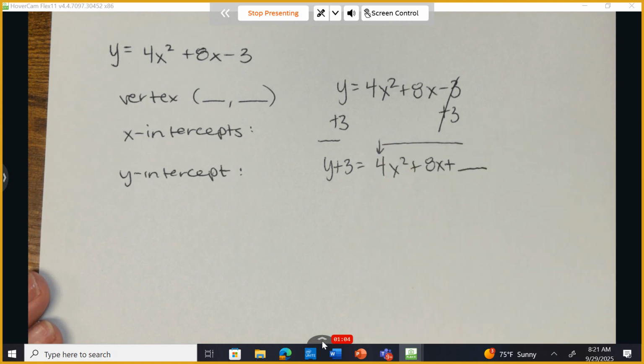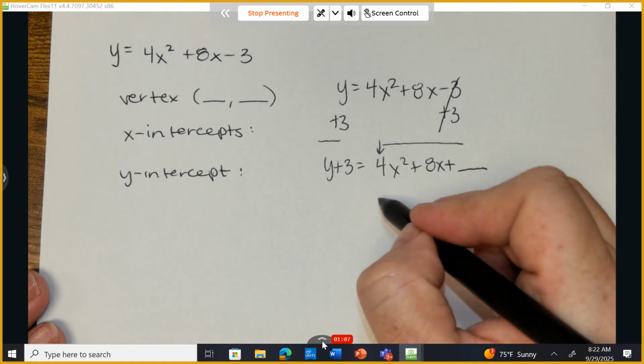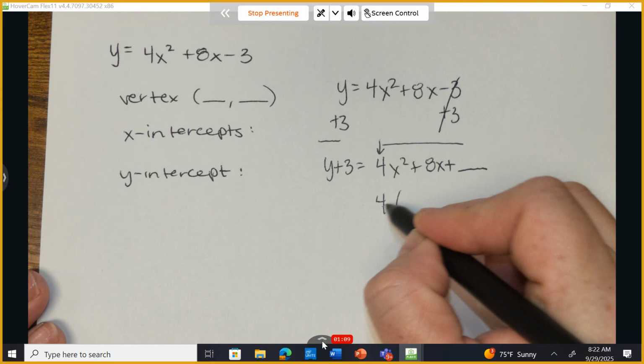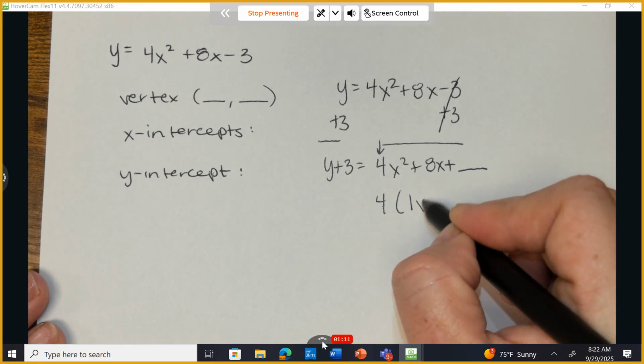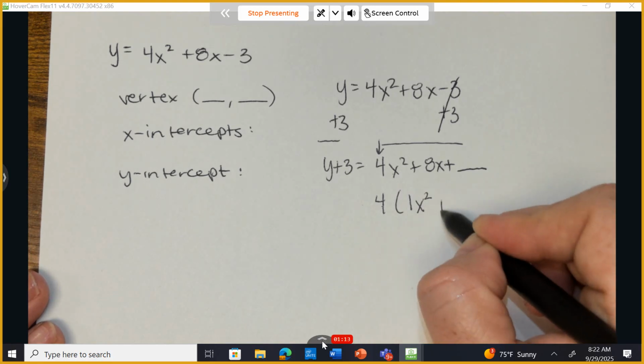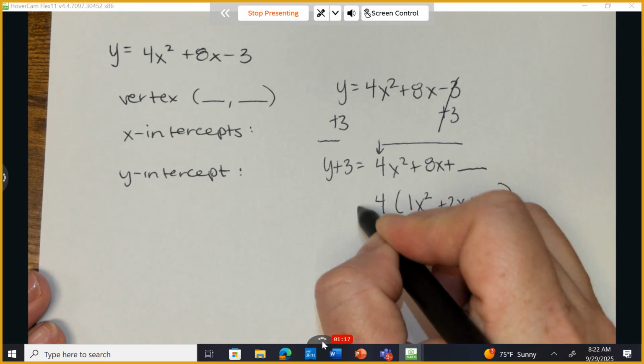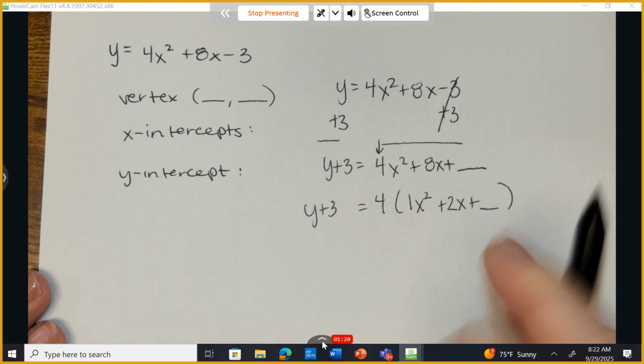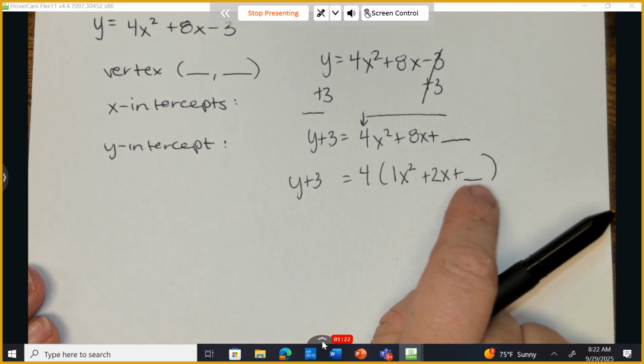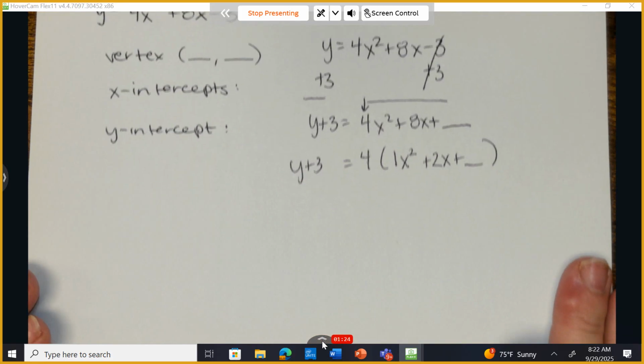Whenever the leading coefficient is any value other than positive 1, I must factor it out. 4 times 1 is 4, bring down the x squared. 4 times 2 is 8, bring down the x. How do I decide what value goes here? There's a way in which we do this.